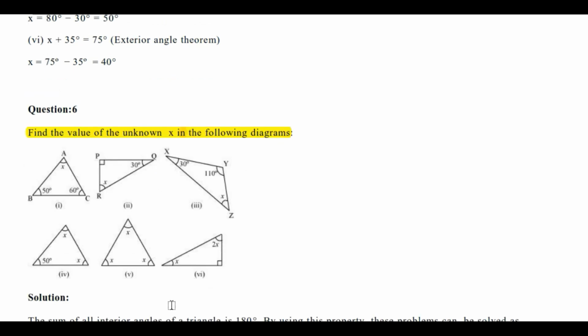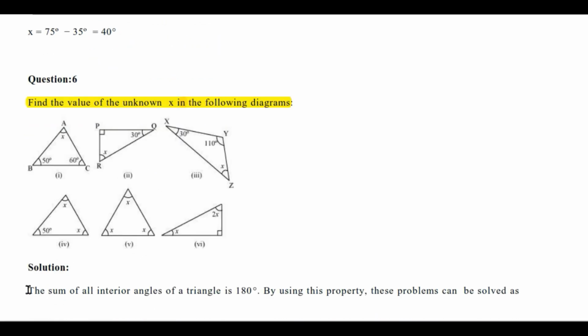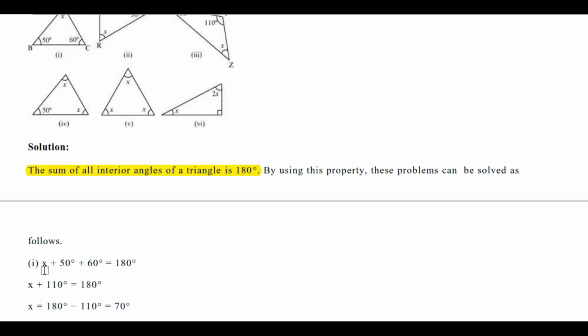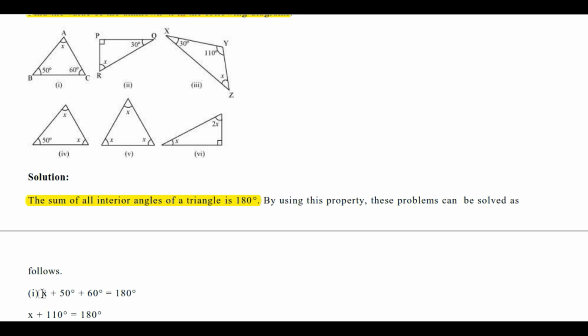Okay, see, first you try like this. The sum of all interior angles of a triangle is 180 degrees. What is the reason behind it? By using this property, this problem can be solved as follows. x plus 50 plus 60 is equal to 180 degrees. What is the reason behind it? The sum of all interior angles of a triangle is 180 degrees, which is known as the angle sum property of a triangle.